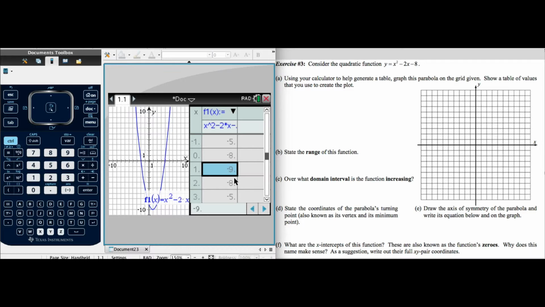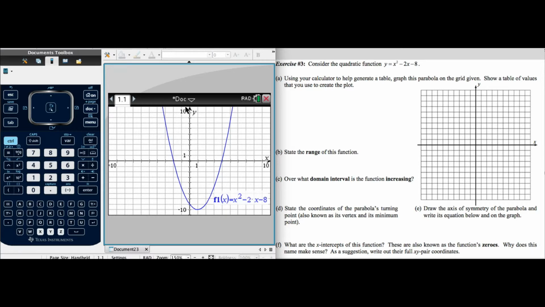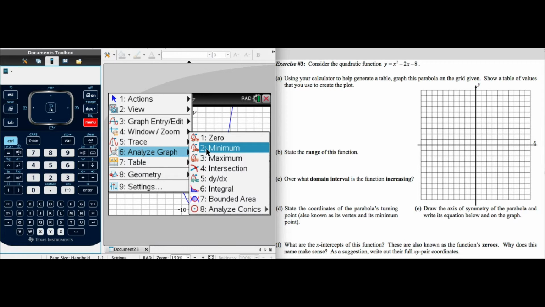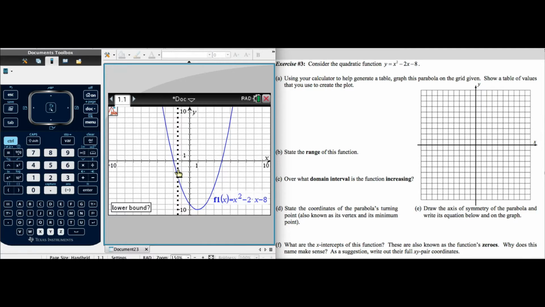State the coordinates of the turning point, also known as the vertex and its minimum point. Okay, let's get rid of this, and we're going to show you some more tools. So we go to Menu, Table, Remove, and there we go, back to our other view. Now, Menu, Analyze Graph, find the minimum. Okay, we got these lower and upper bound things. Should look familiar if you use a TI-84. Just click and click. And there's our values. So our value for the turning point, or the vertex, is 1, negative 9.